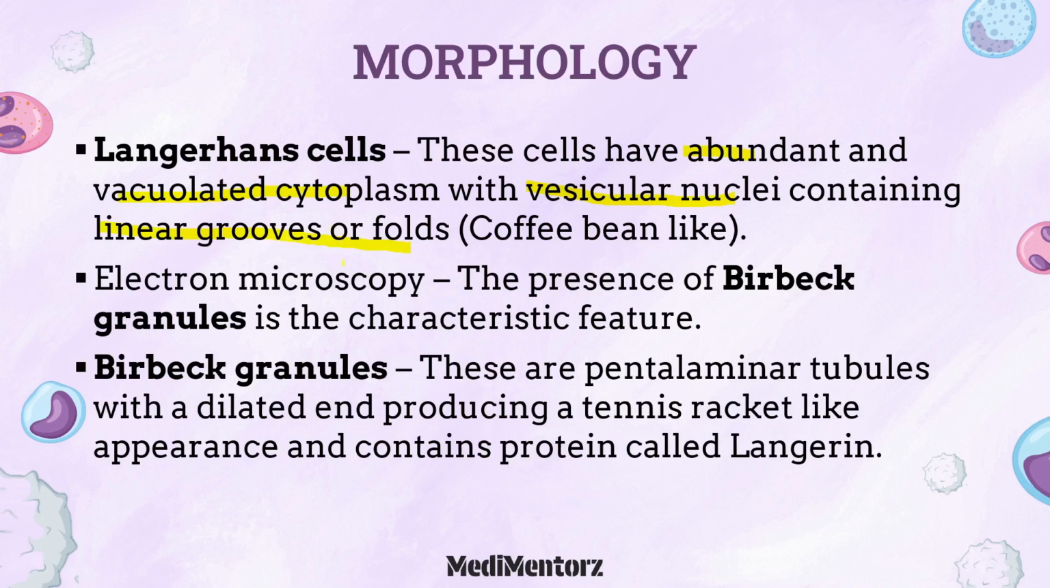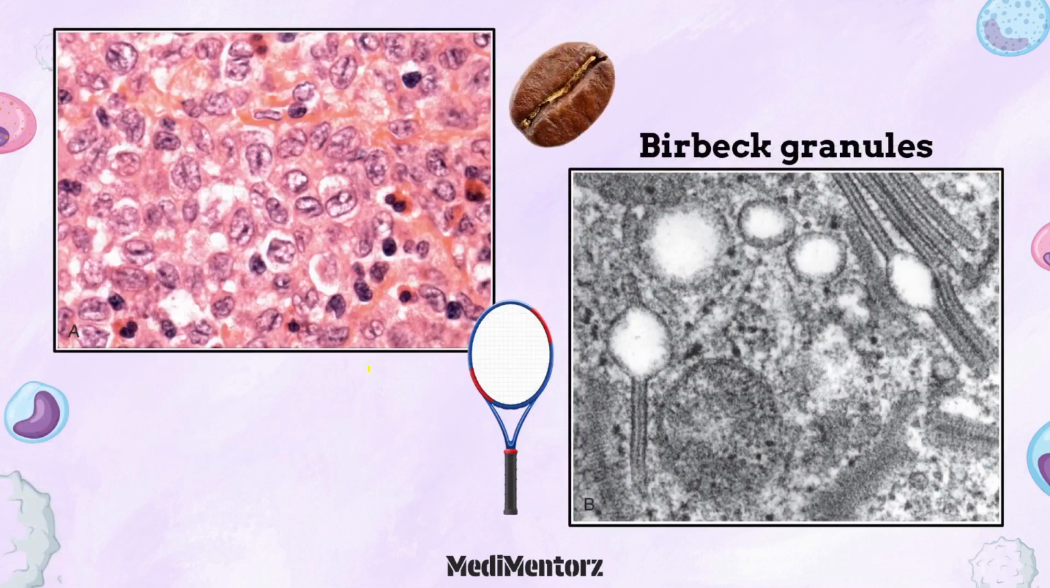And electron microscopy shows the presence of characteristic structures called Birbeck granules. These Birbeck granules are nothing but pentalaminar tubules with a dilated end producing a tennis racket-like appearance, and these Birbeck granules are composed of a protein called Langerin. Now let's see the picture of the morphology.